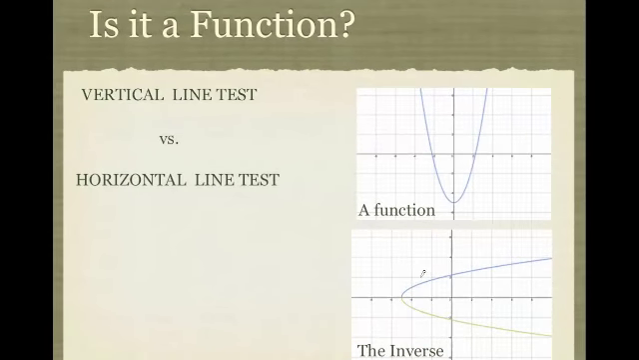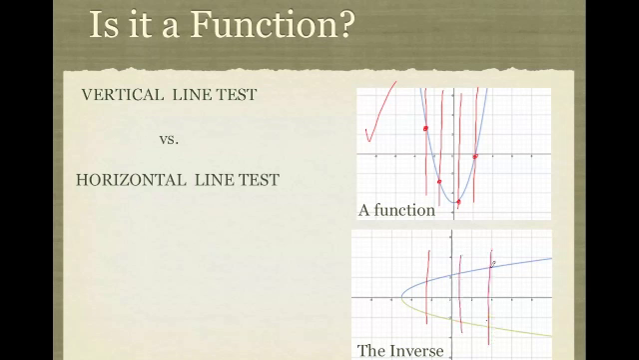How do you tell if something is a function? You may remember in an earlier unit we talked about the vertical line test. If I can draw vertical lines through the graph and each vertical line only intersects one time, then I know that it is a function. Now, the graph of this one is a function, but this is what the inverse of that function would look like. If I use the same vertical line test, notice that it fails. So the inverse is not a function.